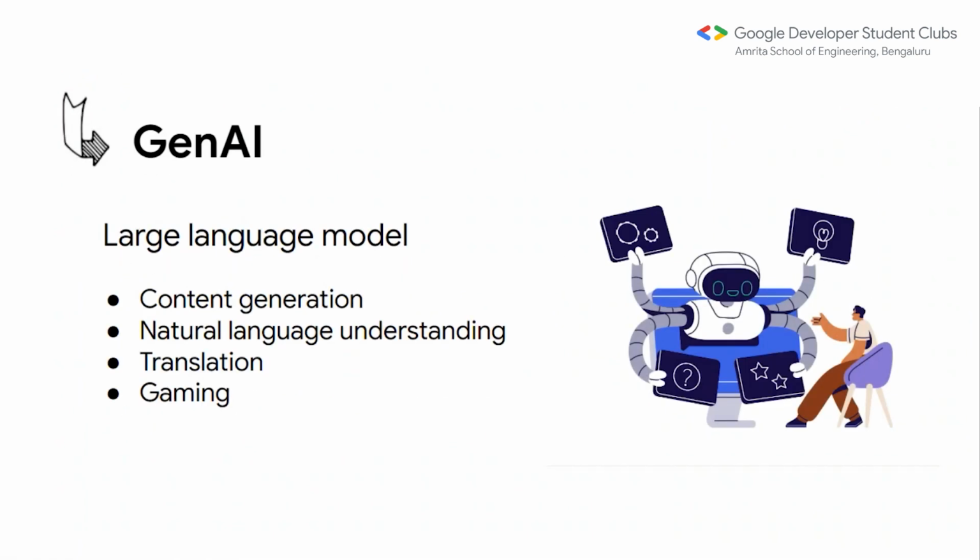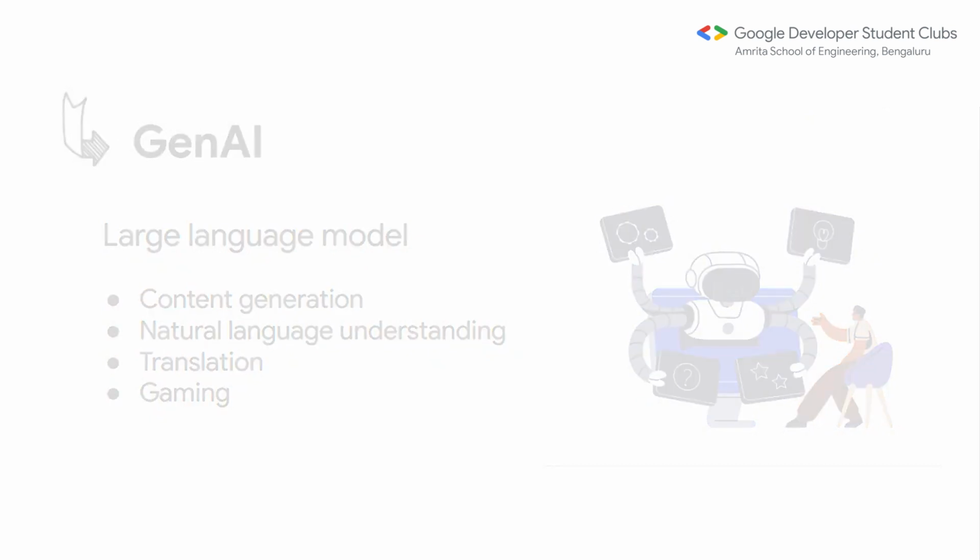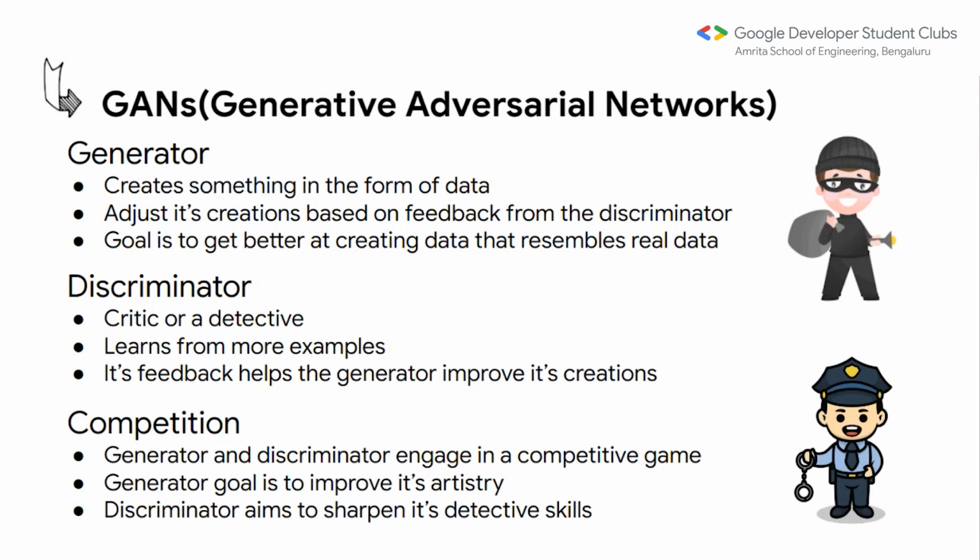Gen AI, that is the large language models, can be used in different applications, and a few of them are content generation, natural language understanding, translation, and gaming. Natural language understanding is used mostly in virtual assistants, chatbots, etc. And gaming is mostly used to create dynamic experiences for conversing with others. So until now, we have seen in Gen AI that the goal is to enable machines to produce creative and realistic data, specifically mimicking human-generated data.